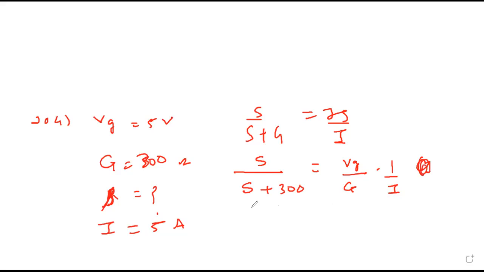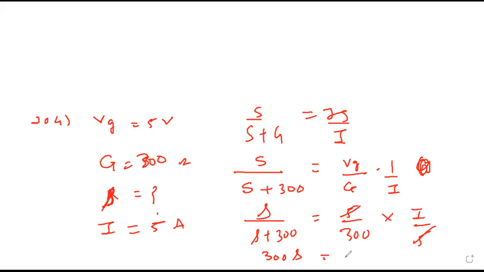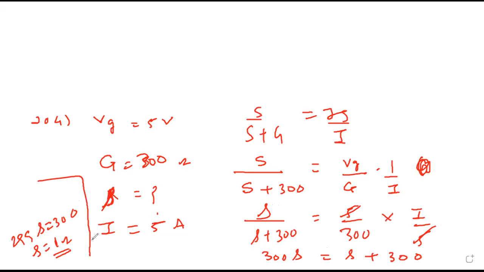Yes, sir. S upon S plus 300 equals Vg by G, which is 5 upon 300, into I, which is 5. So cross multiplying we get 300S equals S plus 300. So 299S equals 300. That means S is nearly 1 ohm in parallel. Shunt is in parallel. So I can say 1 ohm in parallel. That is option B.